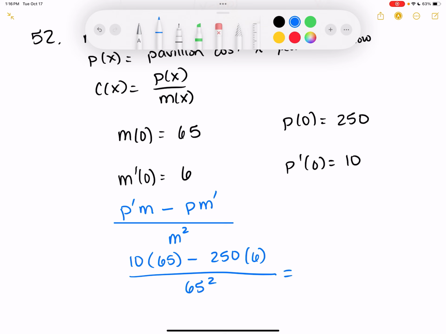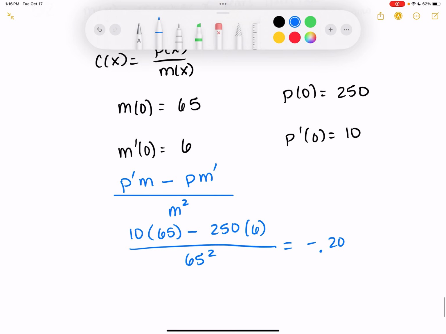And just to save you from getting your calculator out, this is going to be negative 0.20, which means, what is the current instantaneous rate of change in each member's share of the pavilion rental fee? That means, because it's negative, that it is going down by about 20 cents per year. Per member, basically.